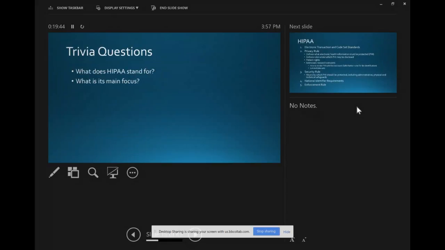So, quick trivia question, to try to wake you up a little bit. Can anyone tell me what HIPAA stands for? Now, if you're paying attention, it was on the last two slides, but let's see. Health Insurance Portability and Accountability Act. Okay, and what was the main focus of that legislation? Why did Congress pass it? To do what? Privacy. Privacy of the healthcare information.